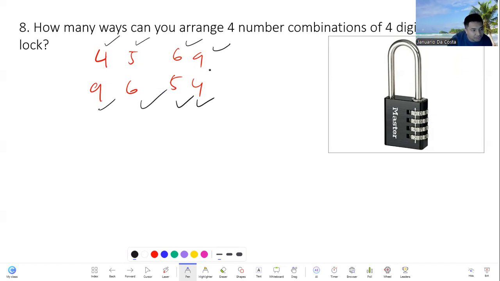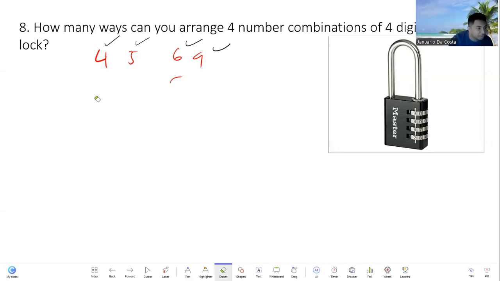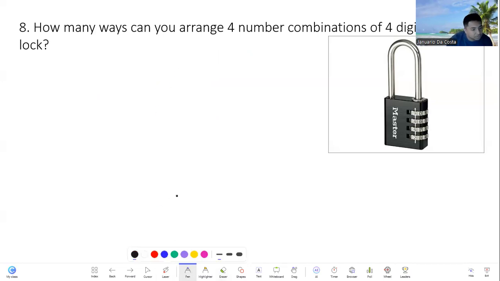So is this a permutation or a combination problem? This is a permutation problem. So you should apply a permutation formula. Okay, how do you calculate this? How many ways can you arrange 4 numbers in a combination of a 4-digit master lock key?